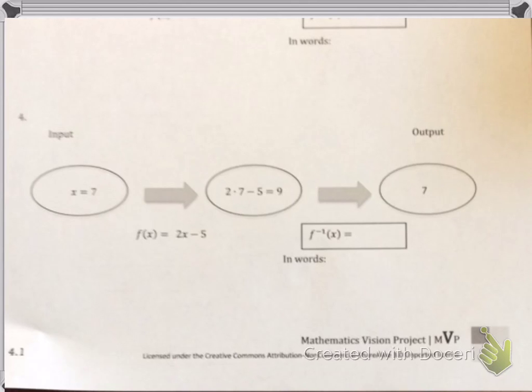All right, here's another one. We start with x equals 7. And this time in our function, we have you doing two different things. We multiply by 2, and then we subtract 5. So multiplying by 2, we'd have 2 times 7, which is 14. And 14 minus 5 equals 9. So the question is, how do we get back to the number 7 from there?